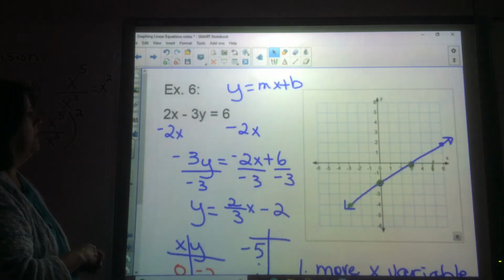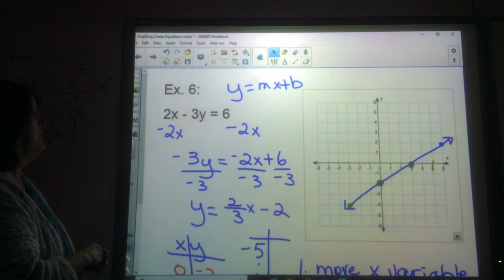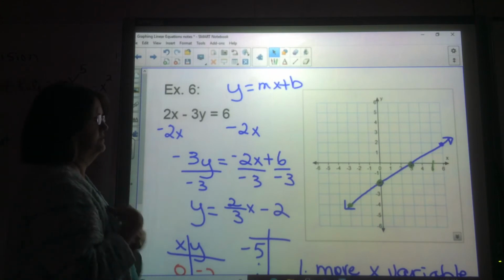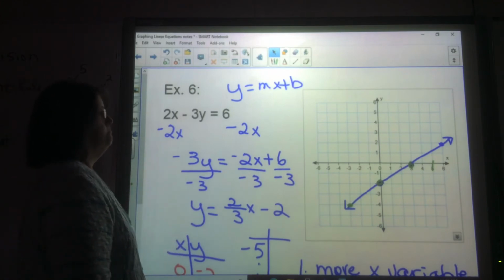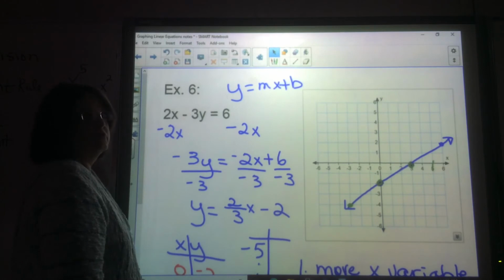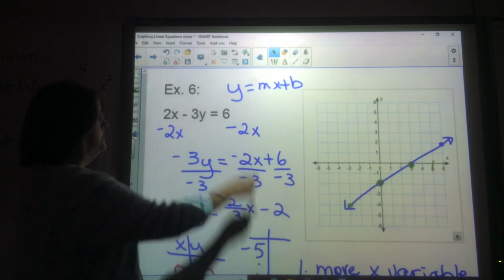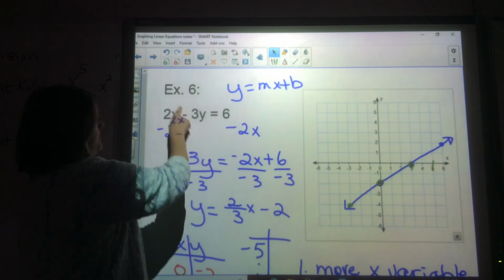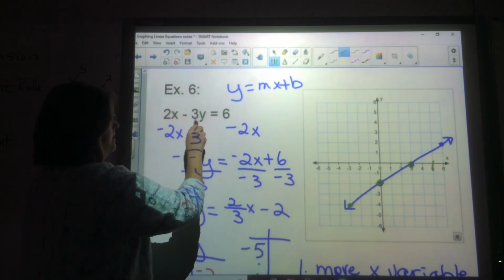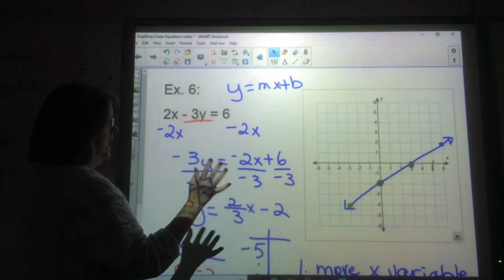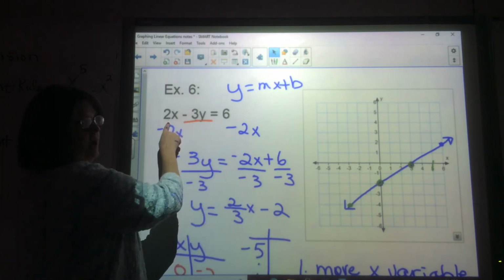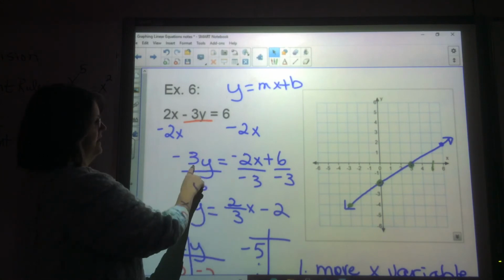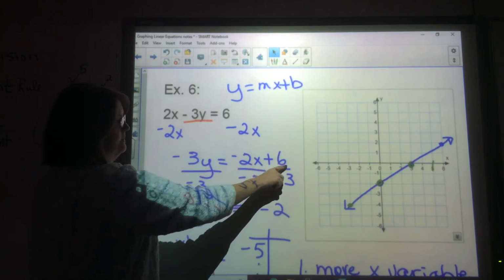All right, now, this one is not in slope-intercept form, so you have to put it in slope-intercept form. So we just move the equation around like you were taught to do when we did literal equations. We want it to be y equals mx plus b. So we're going to move the x part. We're keeping this part because we want to keep the y. So we'll move this. This is positive 2x, so to move it over, I go minus 2x. Now I have -3y equals -2x plus 6.